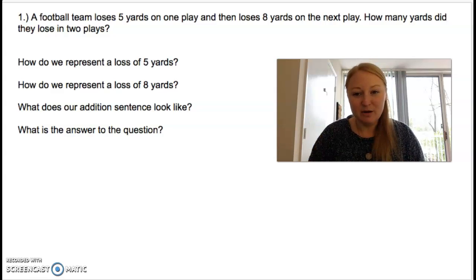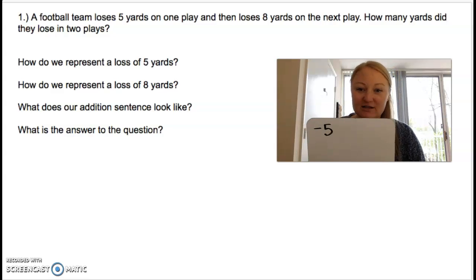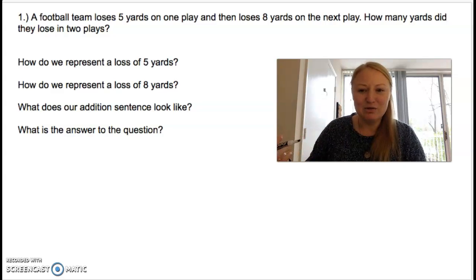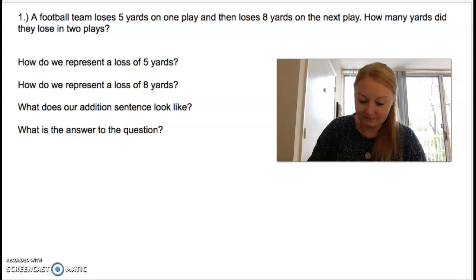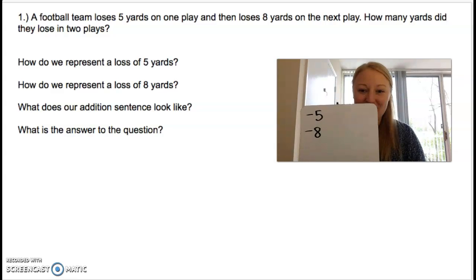So let's break this problem down and we're going to look at some questions together. So I'm going to be writing things down on a whiteboard. I'm going to ask you to write them down too just for some practice. How do we represent a loss of 5 yards? I'm representing a loss of 5 yards as negative 5. It's something you're losing, so loss or losing something is going to be represented with a negative. How do we represent a loss of 8 yards? You could be thinking about this in your head, writing it down to compare with me. Here we go, a loss of 8 yards.